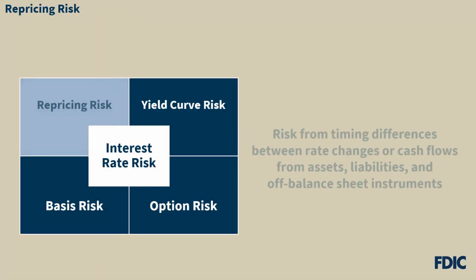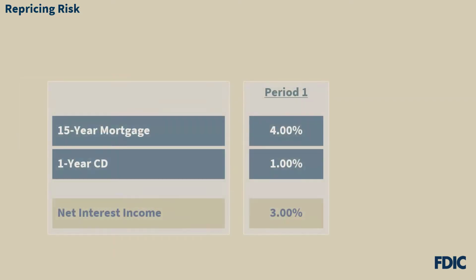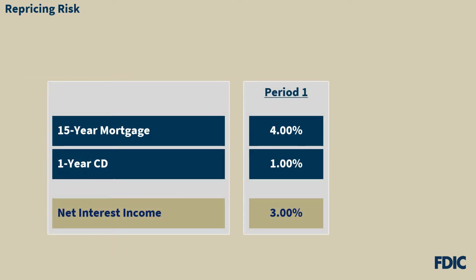Repricing risk arises from timing differences between rate changes or cash flows from assets, liabilities, and off-balance sheet instruments. Let's illustrate this concept with an example. For simplicity, let's assume a bank has one asset and one liability. The asset is a 15-year fixed-rate mortgage priced off the 10-year Treasury rate, and it's funded by a 1-year time deposit priced off the 1-year Treasury rate. Today, the bank is earning a 3% spread.